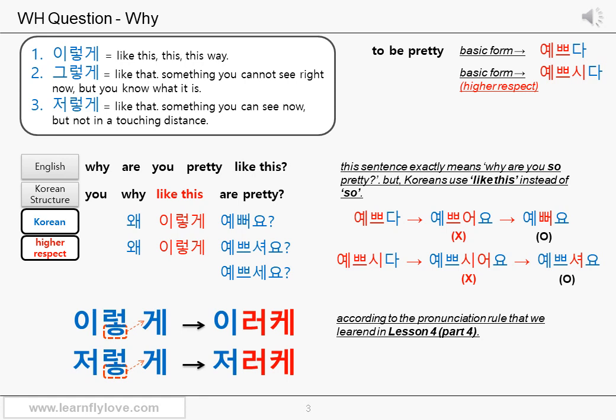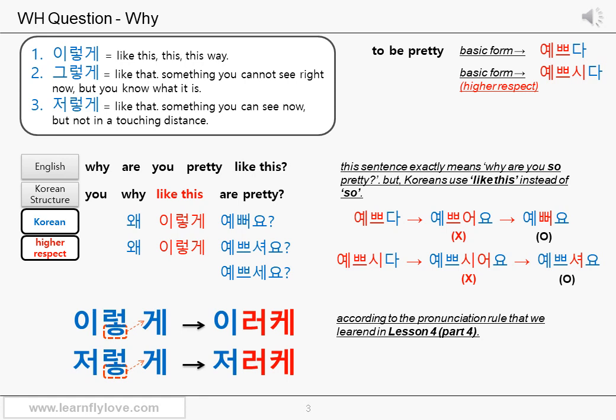We think we mentioned something about this before. In Korean, a modifier must come right before the word it modifies. Again, in Korean, a word that modifies another word must come before the word that is modified. So you put "like this" right before the adjective "pretty" in a Korean sentence. You, why, like this, pretty.